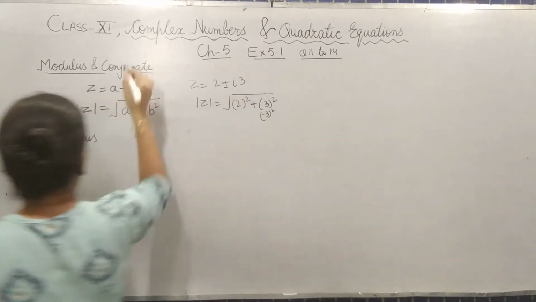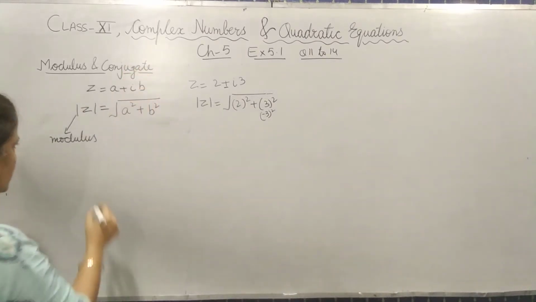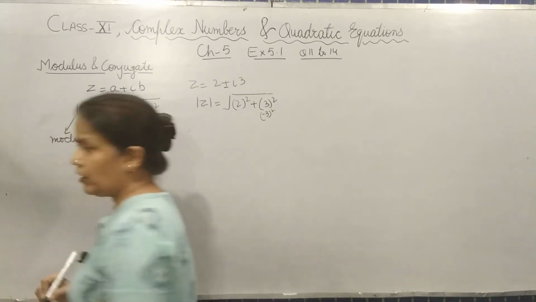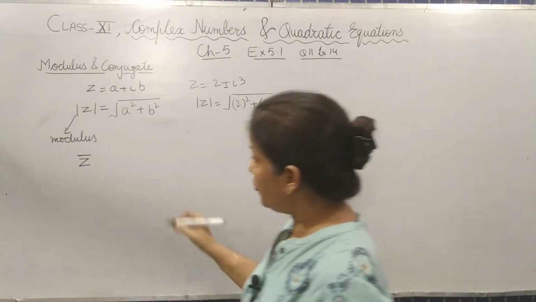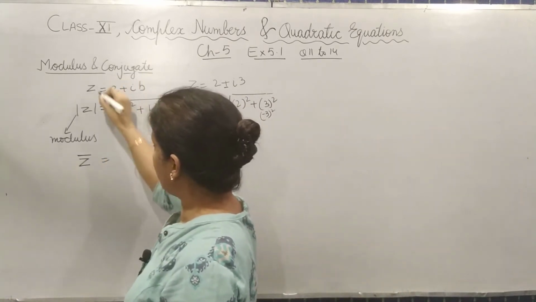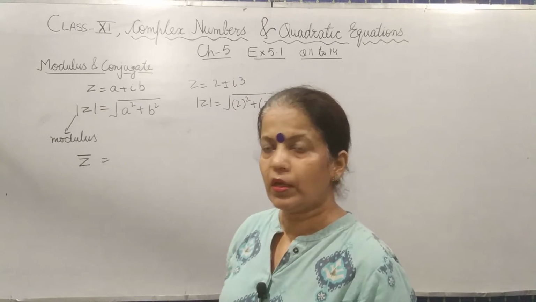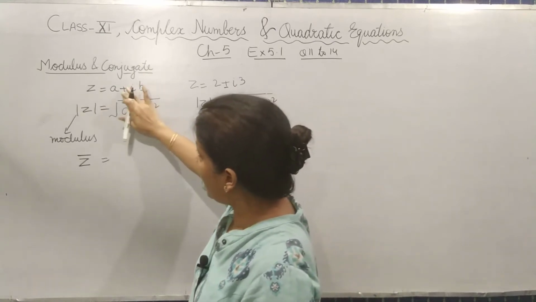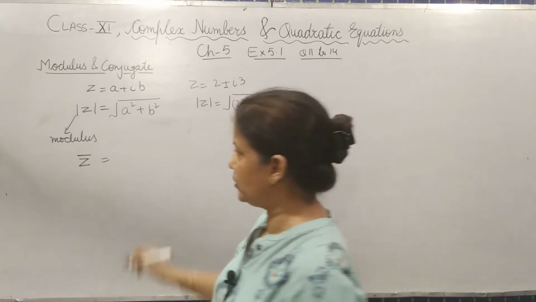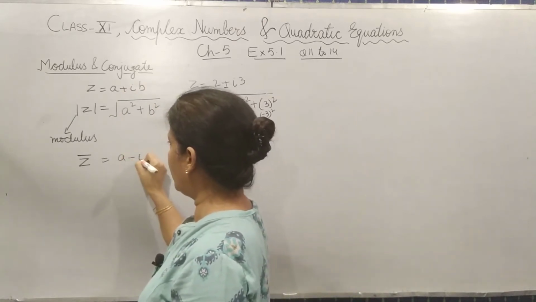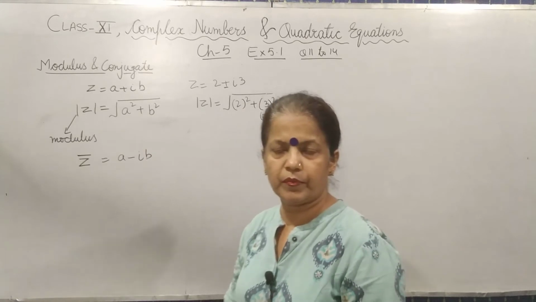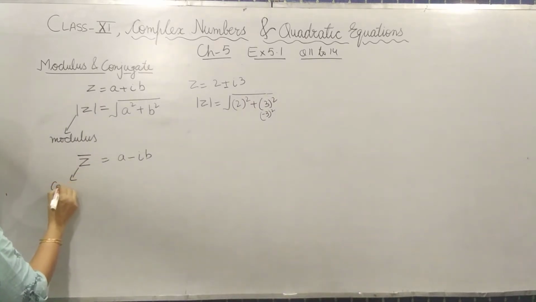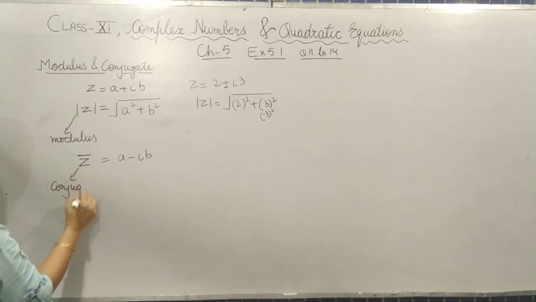Now, the second thing is the conjugate. The conjugate symbol is z bar. To write the conjugate, whatever the complex number be, the sign of the imaginary part will get changed, and here it will become a minus iota b. So this is conjugate.